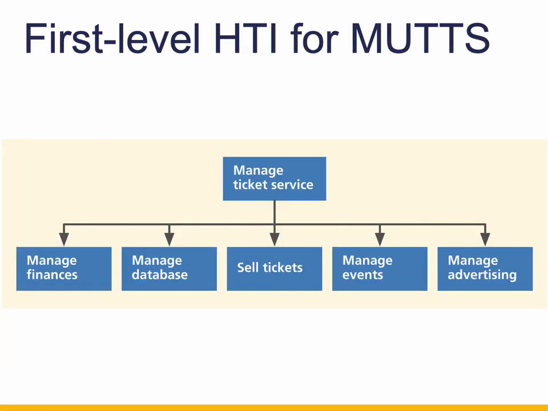This is an example of a first level hierarchical task inventory for our MUT system. We do this at the beginning to figure out the main tasks and user work roles. So there's manage ticket service, which is the GM basically, manage finances, manage the database, sell tickets, manage events, manage advertising. Basically money, storage, the actual interpersonal task of selling, control of the events, and control of advertising. Five distinct user roles here. And that's how we can start our HTI.